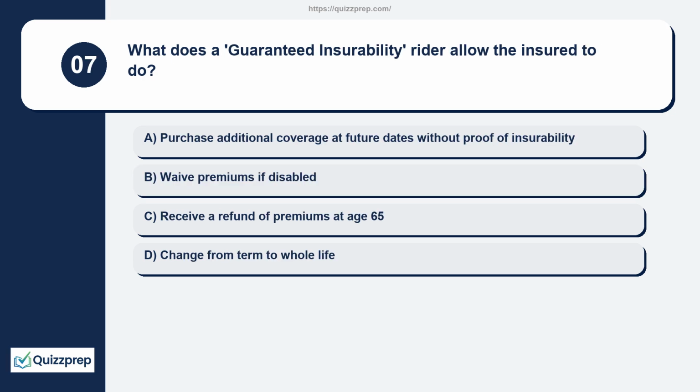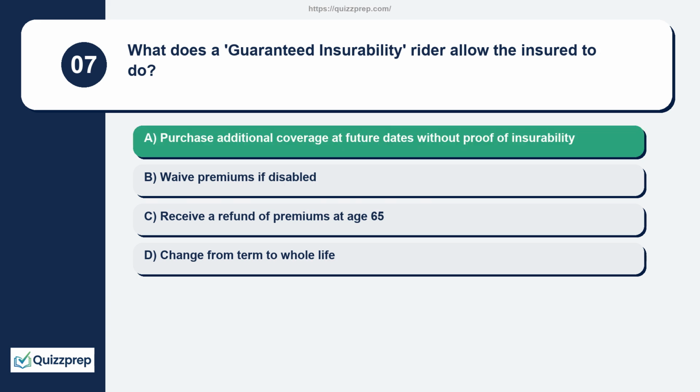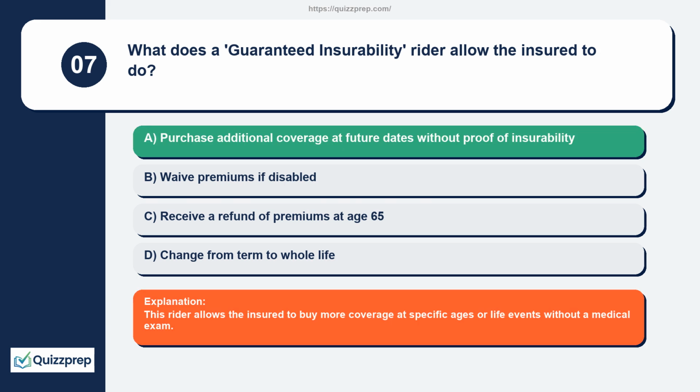Question 7. What does a guaranteed insurability rider allow the insured to do? Purchase additional coverage at future dates without proof of insurability. Waive premiums if disabled. Receive a refund of premiums at age 65. Change from term to whole life. This rider allows the insured to buy more coverage at specific ages or life events without a medical exam.